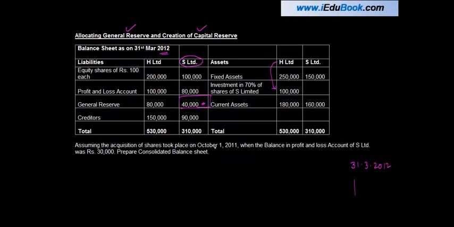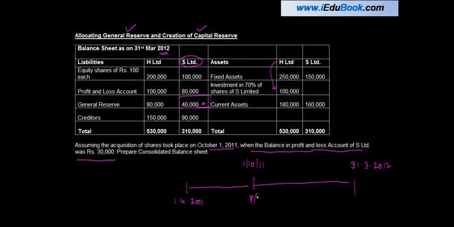Assuming the acquisition of shares took place on October 1, 2011. Okay, so acquisition took place on October 1, 2011. My financial year starts on 1/4/2011, when the balance in profit and loss account of S Limited was rupees 30,000. So the profit and loss account balance on this date is 30,000. But I do not know what is the balance of general reserve on this date. Right? Prepare consolidated balance sheet.